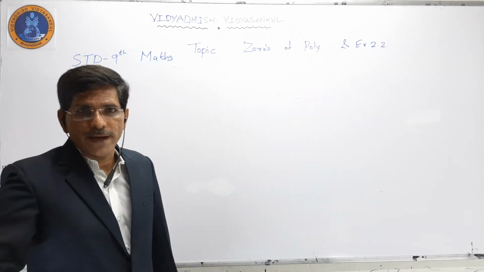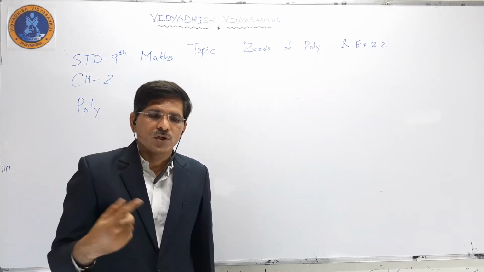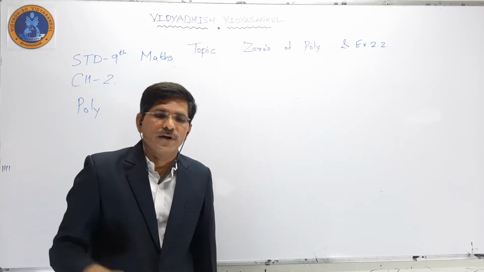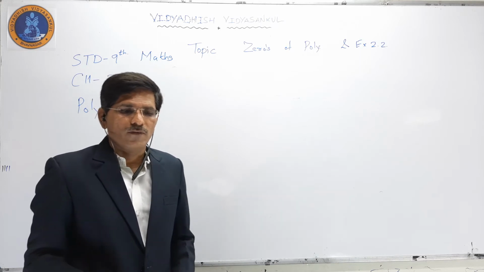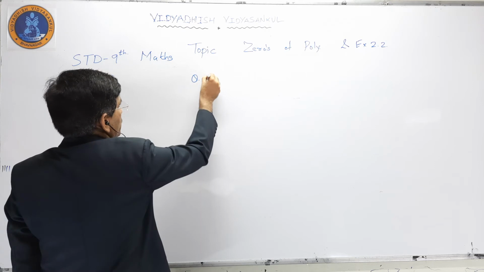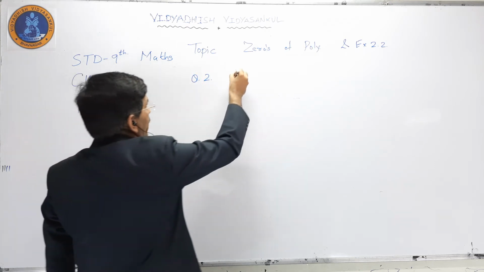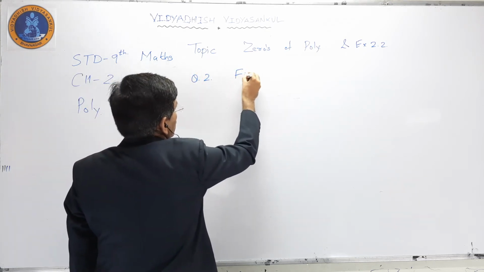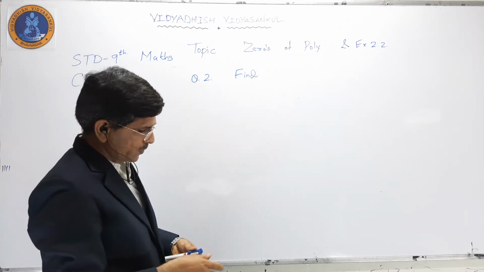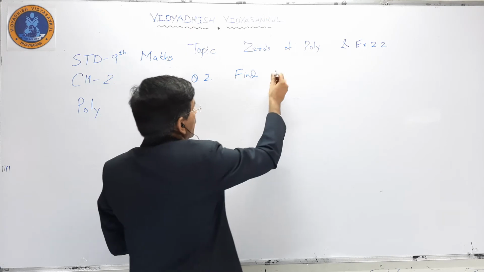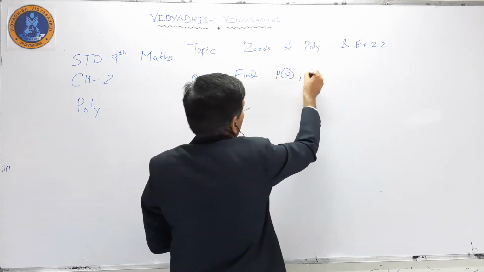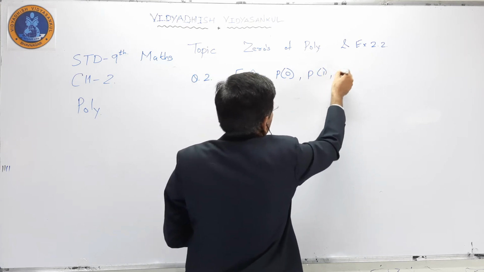Our target is main question 3 and 4, because in question number 2 again the question is: find P of 0, P of 1 and P of 2 for each of the following polynomials. So question number 2, I am doing any one sum. Find P of 0, P of 1 and P of 2.